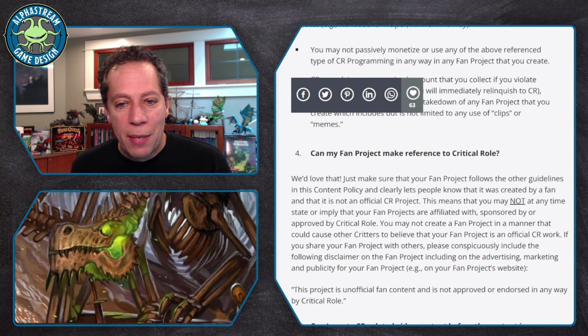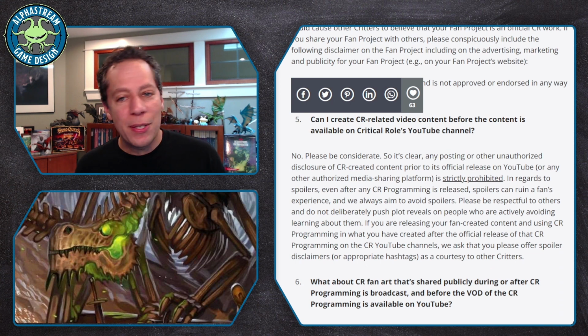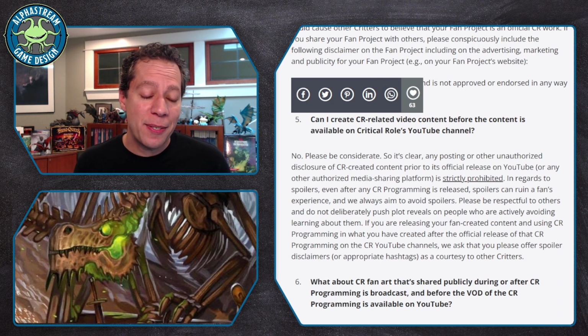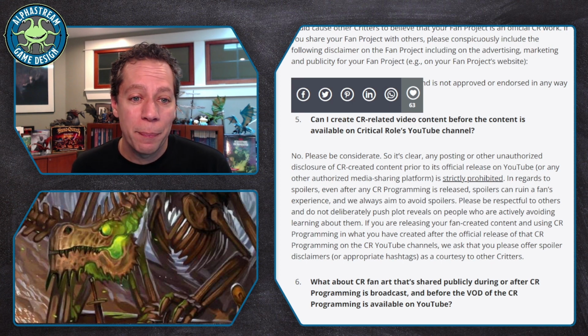Can my fan project make reference to Critical Role? And it covers how you can, and it gives you a statement. This project is unofficial fan content and is not approved or endorsed in any way by Critical Role, right? That's the kind of language they want to see you using. And so when you use that kind of language, you're protecting yourself by making it so obvious that this is fan content and not official, and you're avoiding running into trouble.